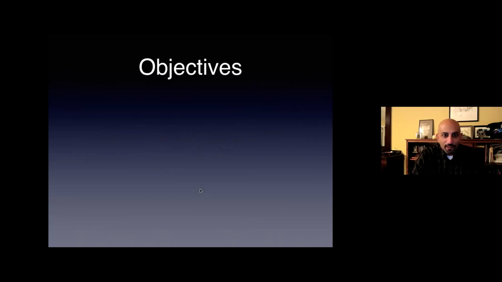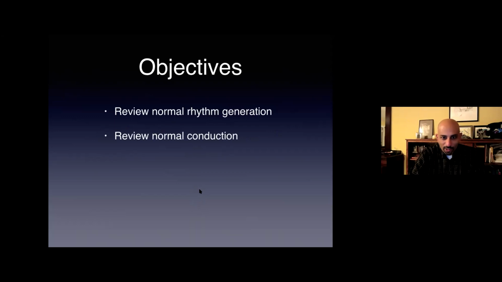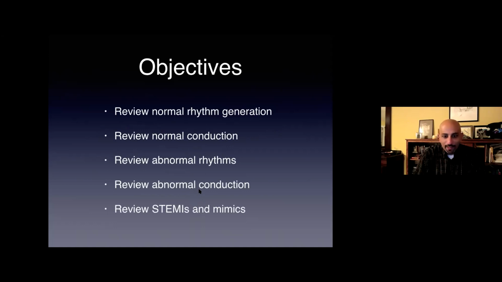So today we're going to review normal rhythm generation. How does a normal heart rhythm get generated in the heart? We'll talk about normal conduction and how that rhythm then spreads through the heart. We'll talk about some abnormal rhythms, and then abnormal conduction, and then if we have some time at the end, we'll do some STEMIs and figure out why a STEMI looks like a STEMI, and what are the things that aren't STEMIs that can mimic STEMIs. So that's the roadmap we'll follow tonight.